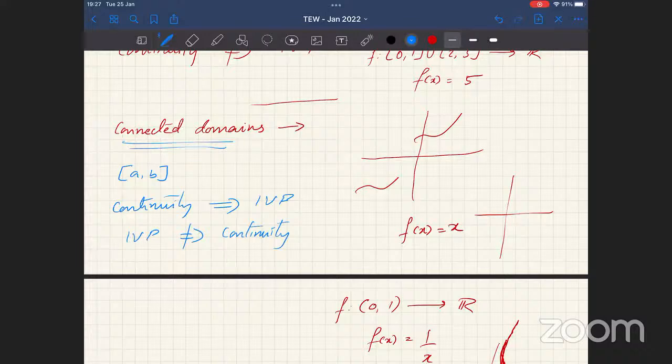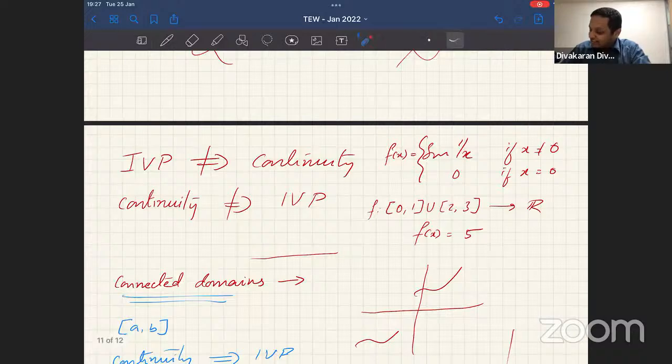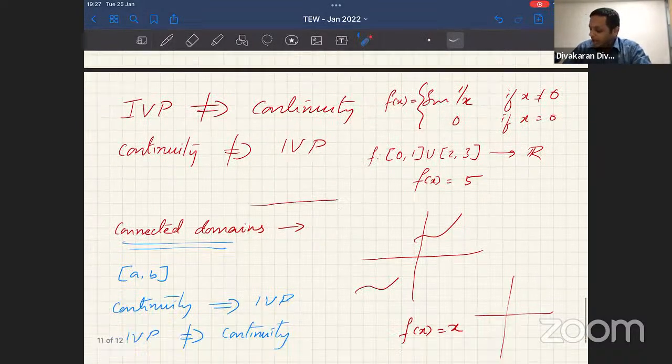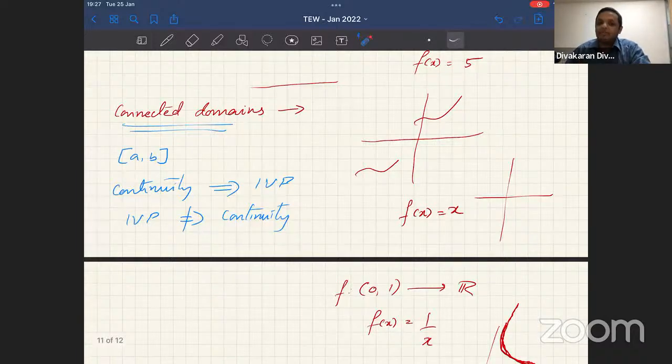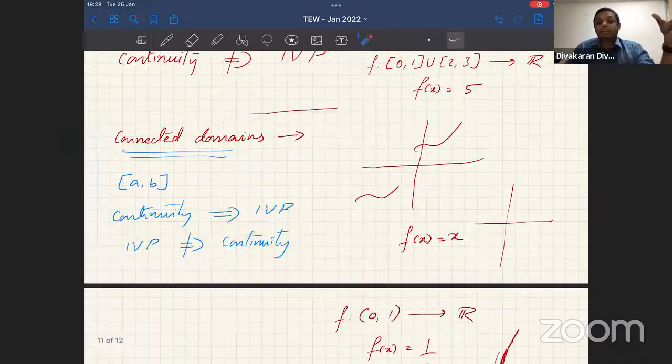The same sine 1 by x over minus 1 to 1. Absolutely. You can consider the same function over the closed interval minus 1 to 1, and it satisfies IVP, but it does not satisfy continuity. So if we restrict our attention to closed and bounded intervals, then we know that one-way implication is correct. Continuity implies IVP, but IVP does not imply continuity.